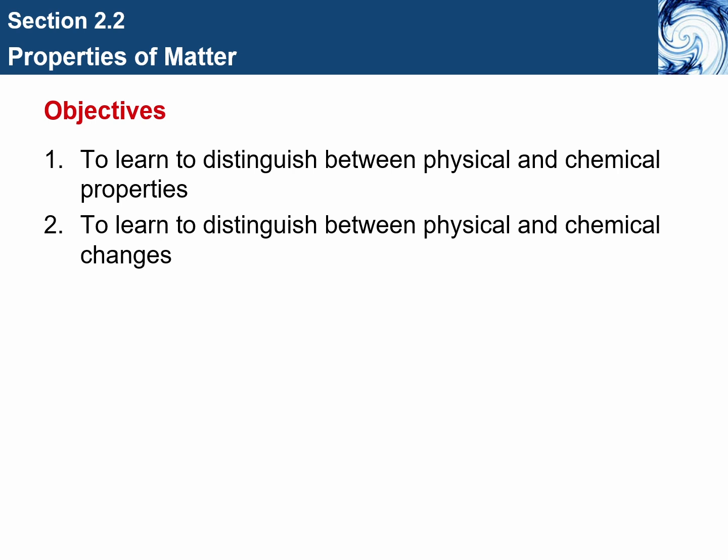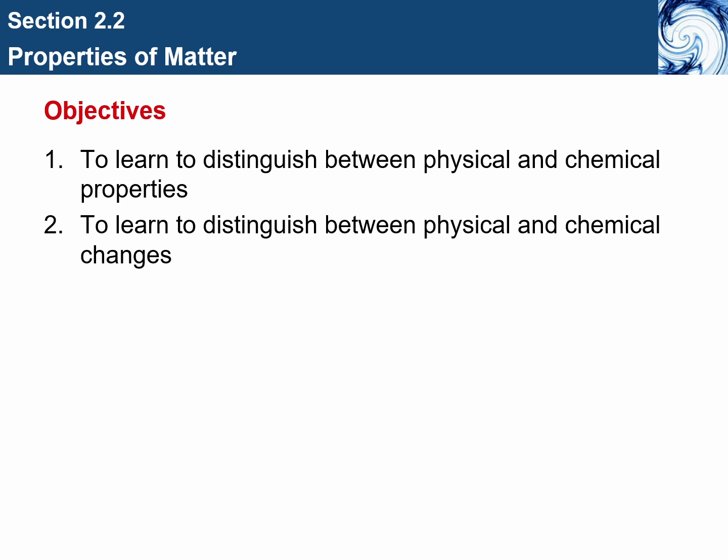Alrighty, section 2.2 focuses on the properties of matter. We've got 2 objectives. First, we need to learn how to distinguish between a physical and a chemical property. A property is a description of a characteristic of a substance. But we need to determine whether observing that property changes the substance into something new. We'll get there. I know that sounded confusing.